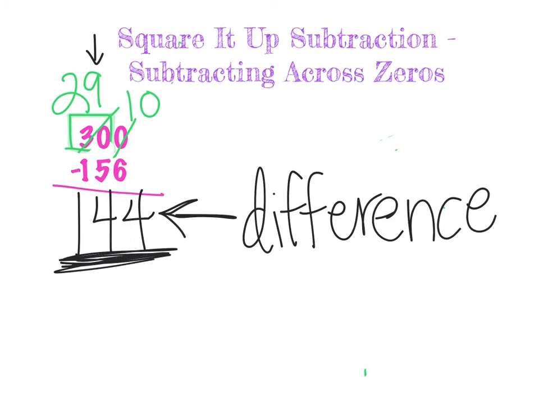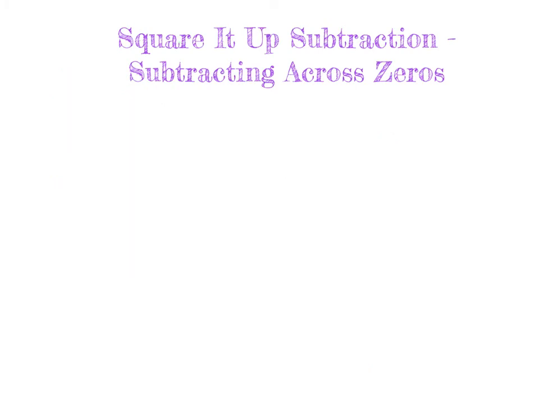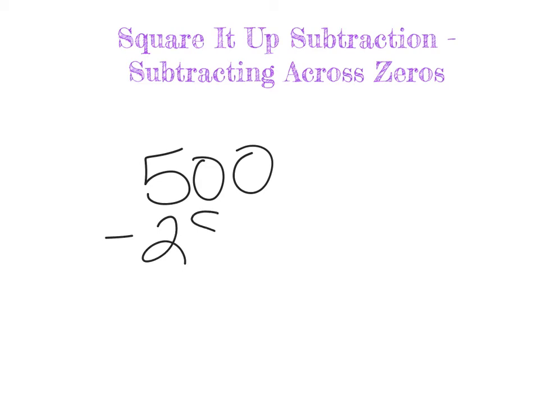Let's try another one. Let's say our number is 500. Our problem will be 500 minus 286. Okay, 286. Now, looking at it again, I know I can use the square it up method because I have a number that's in the hundreds. This only works with numbers in the hundreds. So if I'm going to subtract across 0, I know right away that what I can do is I can square it up. Now, students, what two place values do I square up?